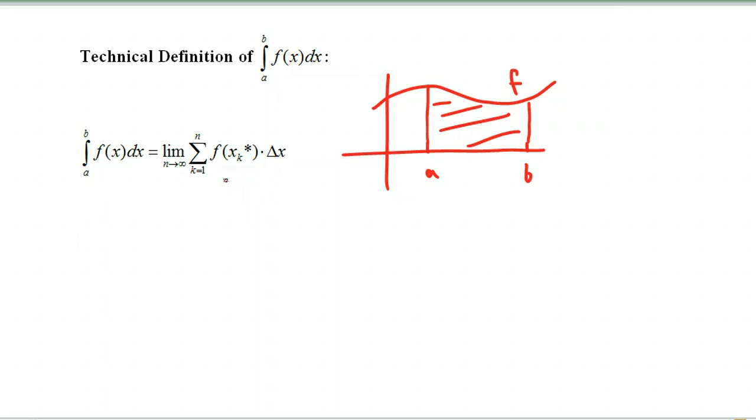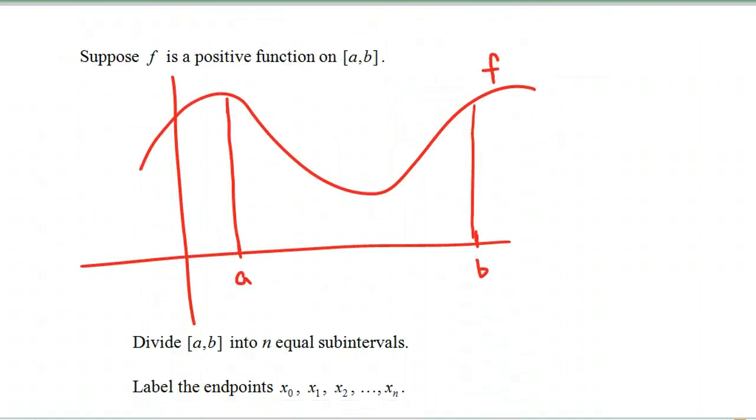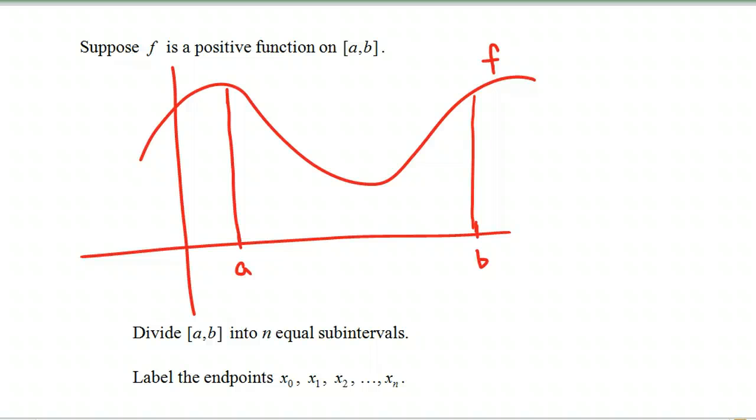So that probably looks very confusing. So what does that mean? Okay, what does that definition mean? That's what this video is all about. So let's begin with a positive function f. We'll deal with a situation where f is not a positive function at the end of the video. But let's suppose f is a positive function on a to b. So this means that the graph lies above the x-axis.